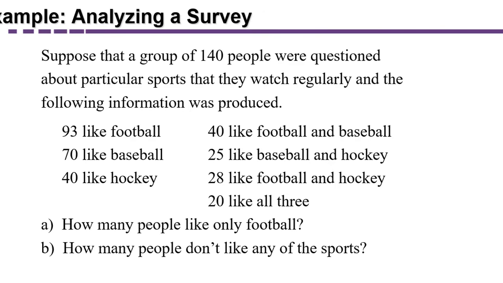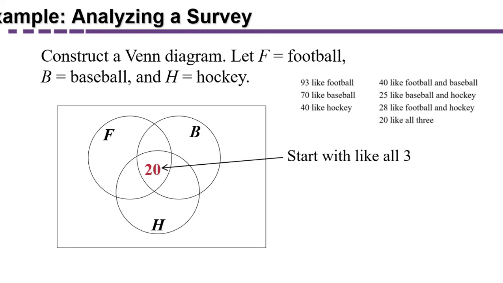We're going to answer 2 questions by constructing a Venn diagram. First, how many people like only football? And second, how many people don't like any of the sports? So here we've labeled a Venn diagram with F for football, B for baseball, H for hockey.